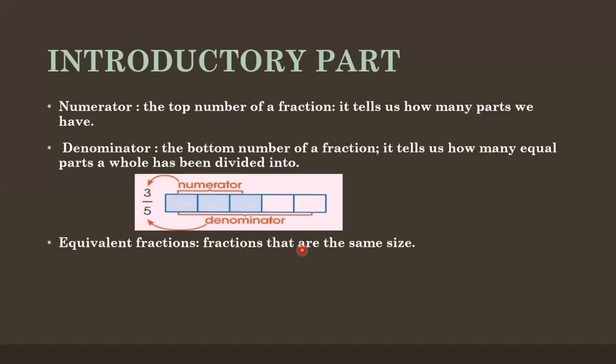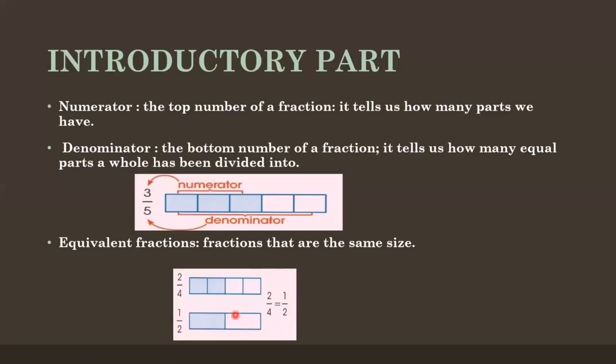Next, about equivalent fractions. Equivalent fractions are fractions that are of the same size. Even though the numbers may be different, sometimes when you simplify those 2 fractions, you will get an equal size. Then you can say those 2 fractions are equivalent fractions. So equivalent fractions means the fractions that are the same size.